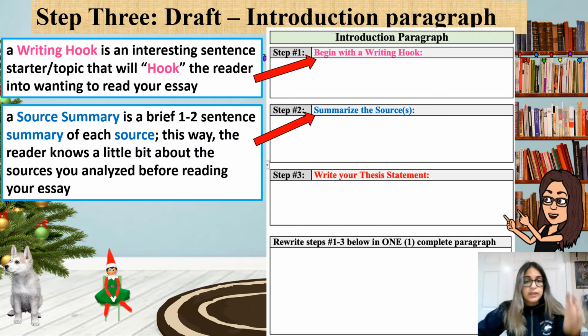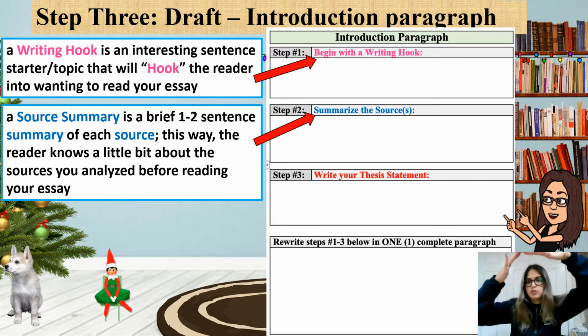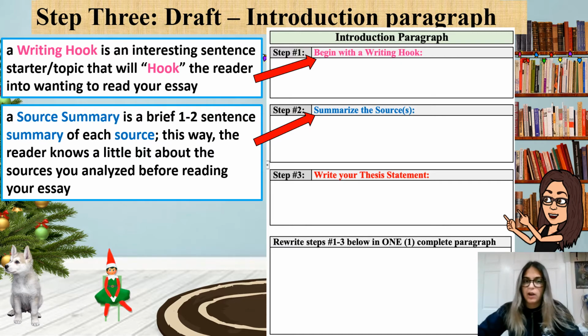Step number 2 is to summarize your source in just 1 to 2 sentences, maybe 3 if you really can't help yourself. But guys, do not write a full-blown summary. This should not be like a 10-sentence introduction paragraph. We just want to be brief. Let the reader know what's up and move on, right? Especially because you're going to be talking about it throughout your body paragraphs. So you just want to give them a taste of the story in the introduction, and then throughout your body paragraphs, that's when you're analyzing and really going in depth. So you don't want to give too much away there, because then your introduction again is going to be like the whole essay in just 1 paragraph.